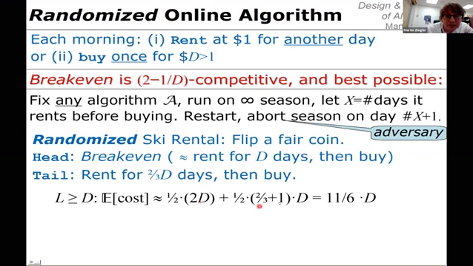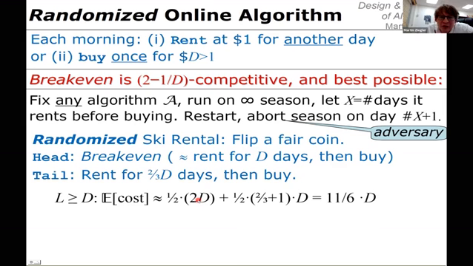If the coin flip comes up tail, then the algorithm will do the following. It will rent for 2/3 times D days, and then make a purchase which incurs another D dollars. So the total number of dollars spent in this case will be 2/3 times D plus D, which is exactly this quantity, right? In the case that the season lasts longer than D days, in both cases the algorithm really comes to the point where it decides to switch to buying. Here it decides that earlier, here it decides that later.